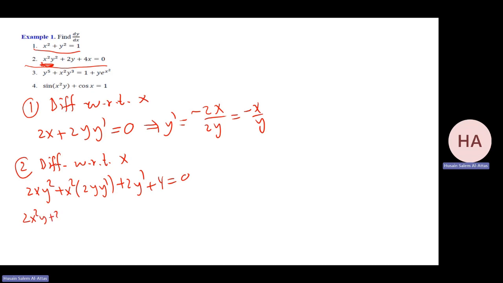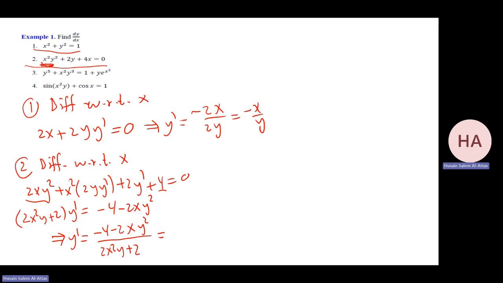So I have 2x squared y plus 2 times y prime equal minus 4 minus 2xy squared. I move these two to the other side. So y prime will be minus 4 minus 2xy squared over 2x squared y plus 2. In other words, I can take 2 as a common factor, I divide by 2 everywhere: minus 2 minus xy squared over x squared y plus 1. Okay. You just take 2 as a common factor and cancel it. Okay.